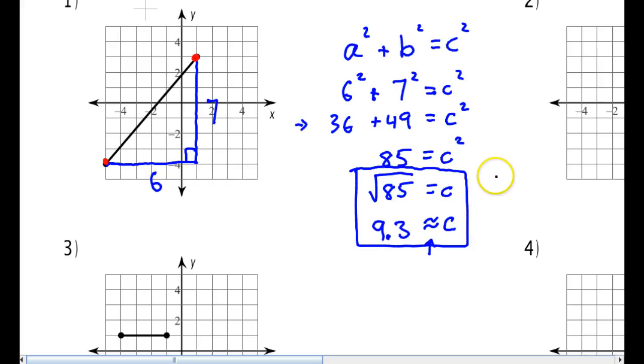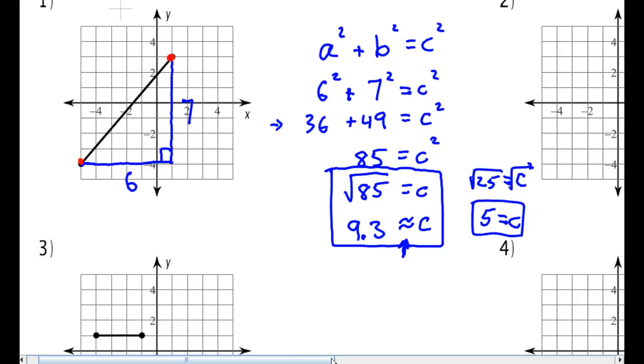Now, of course, if the answer came down to c squared is 25, right? Then you'll just have 5 equals c, and there is no approximate because the answer is 5. So remember, you only use this when you're rounding, anytime you round or approximate. All right, good. So let's go ahead to go to 2.